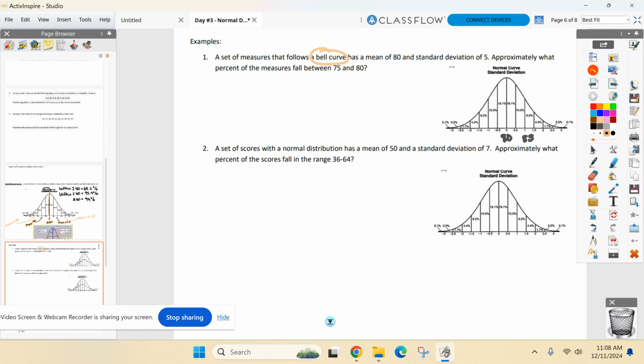I don't want to go this way because I'm looking for 75 and 80. So as I go backwards to -1, what should I do with the 80? Subtract 5. So what's at -1? 75. So right here are all the scores that are between 75 and 80. I just need to add them up. They're asking me what percent of scores fall between those two. There they are right there. 15 and 19.1. 34.1.